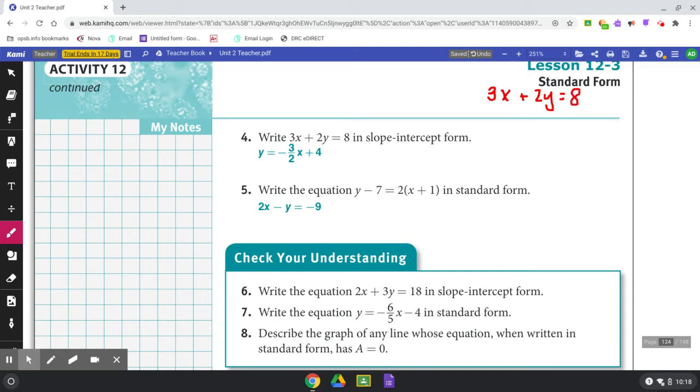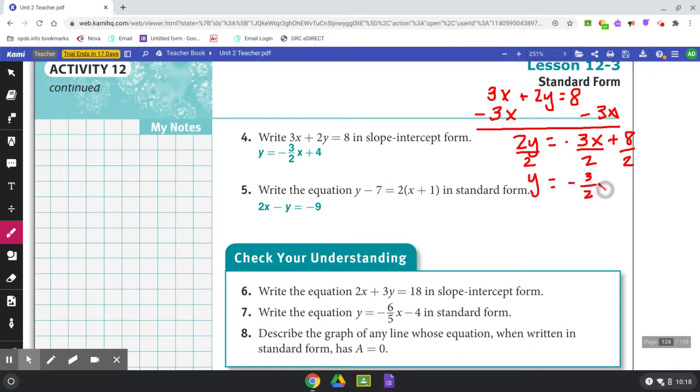Okay, so if I want to write this in slope-intercept form, I'm going to have to subtract 3x from both sides, because slope-intercept form is y equals mx plus b. So I'm left with 2y equals negative 3x plus 8. Now I need to divide every single term by 2. And when I do that, I get y equals negative 3 over 2 x plus 4, which is my answer.